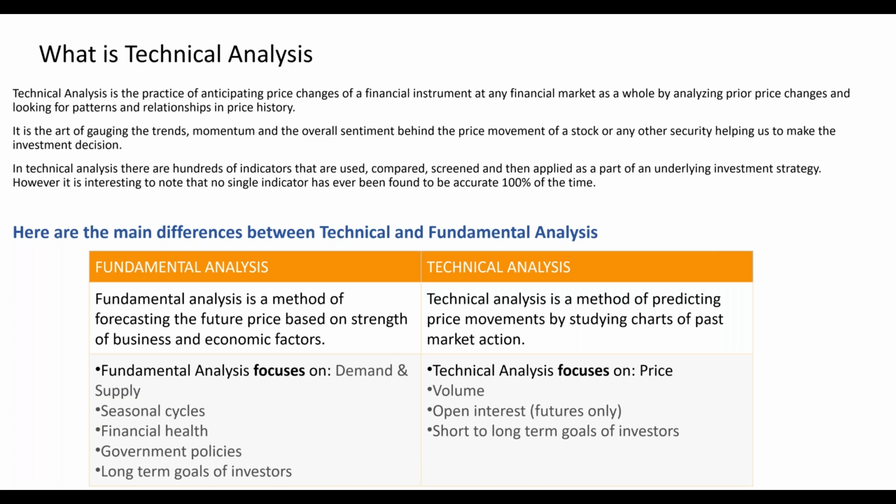Now, here are the main differences between technical and fundamental analysis. Firstly, fundamental analysis is a method of forecasting the future price based on strength of business and economic factors. Technical analysis is a method of predicting price movements by studying charts of past market action. Fundamental analysis focuses on demand and supply, seasonal cycles, financial health, government policies, and long-term goals of investors. Technical analysis focuses on price, volume, open interest, which is particular to the futures market only, and short to long-term goals of investors.